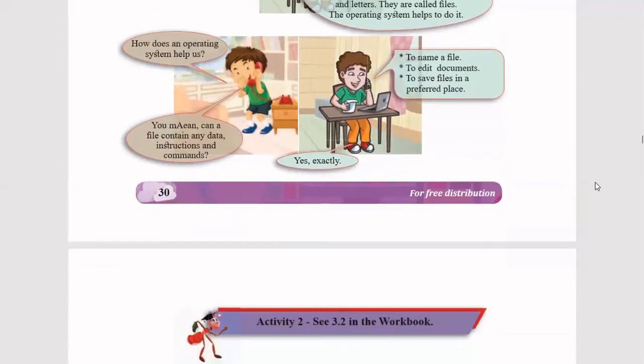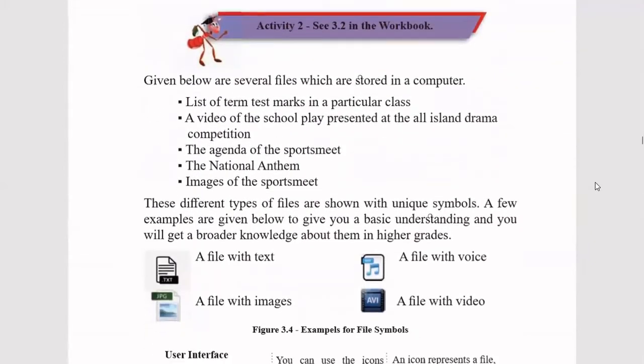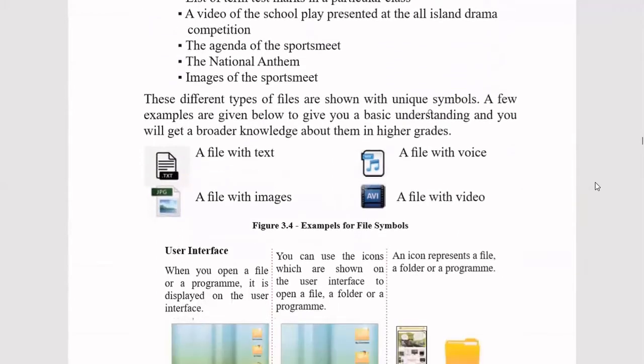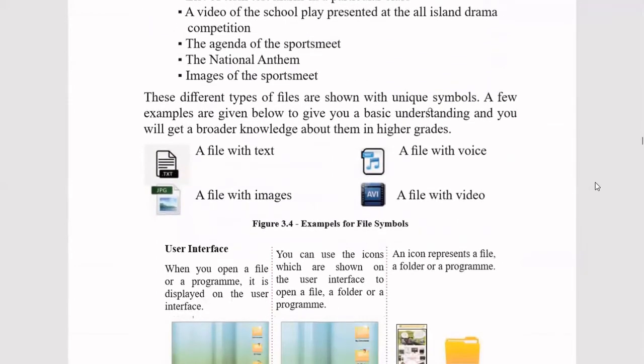Here we are focusing on file management because that's one of the main tasks done by the operating system. As I mentioned earlier, there may be different types of files in your computer. It can be an audio file, a video file, or an Excel file which has your budget for a sport meet. Files are shown with different kinds of unique symbols, as you can see here. There are txt files, jpg files, audio files, video files.